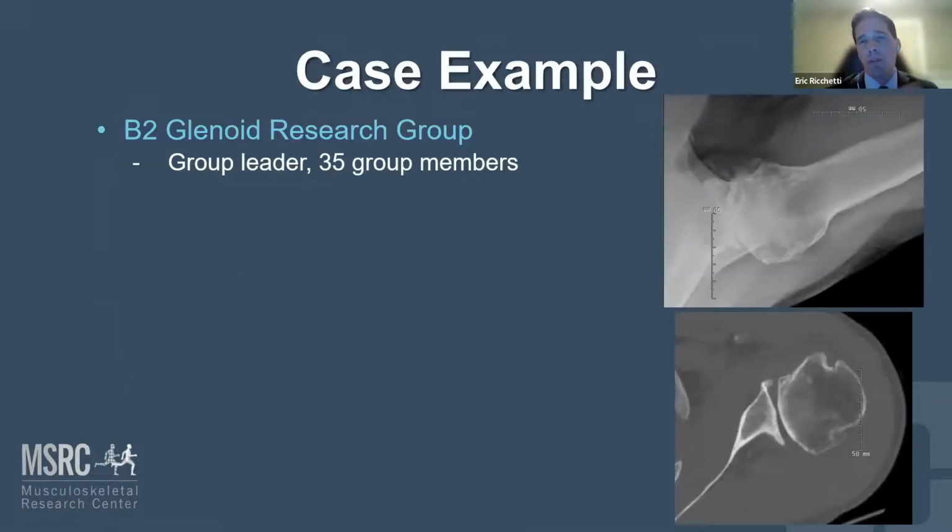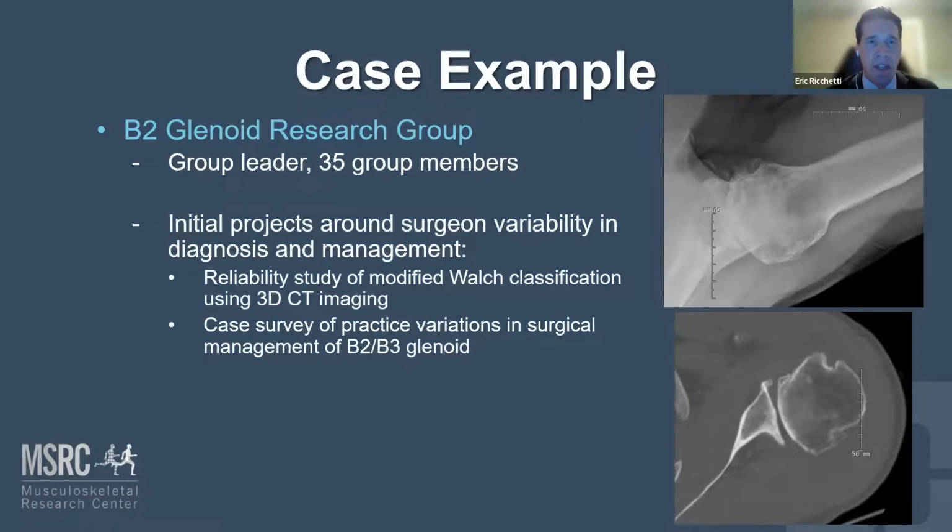Now, as a way to highlight some of what's going on, I thought I'd go through a case example of some of the work I've been able to be involved with. I'm the group leader for the B2 group, and this group consists of 35 members. And we, as Carolyn highlighted and Andy highlighted, wanted to look at some initial questions around surgeon variability when looking at the B2 glenoid with both diagnosis and management. So our two early studies that we wanted to look at was the reliability of the modified Walsh classification.